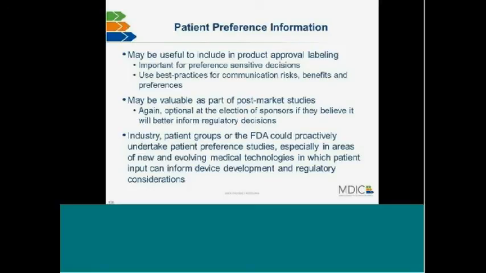Again, if there is a subgroup for which benefits outweigh the risks, we will want to refer to that in the label and help patients and physicians know about this subgroup. We need to use best practices for communicating these risks, benefits, and the preferences. Patient preference information may also be valuable for post-market studies, and again, it is optional at the election of sponsors if they believe it will better inform our decisions.